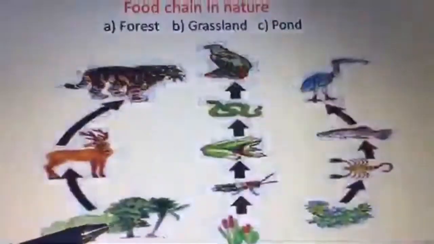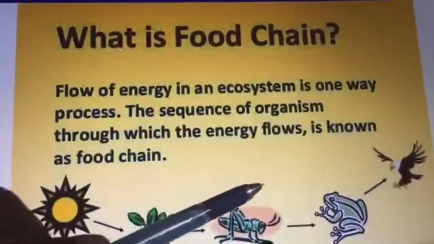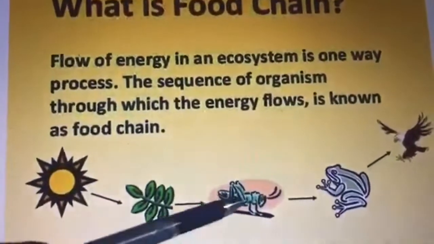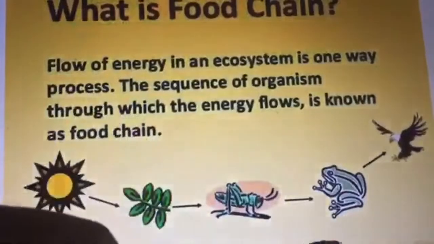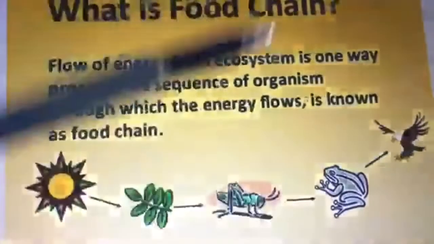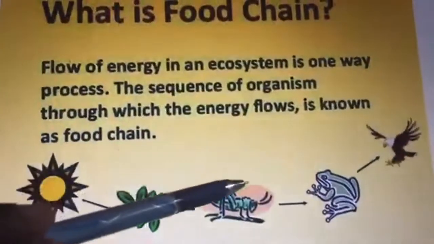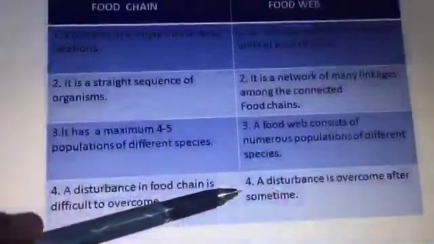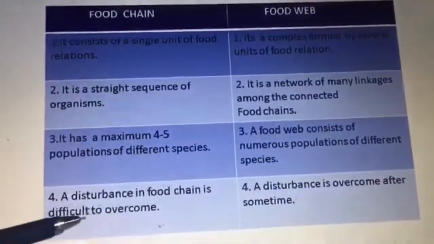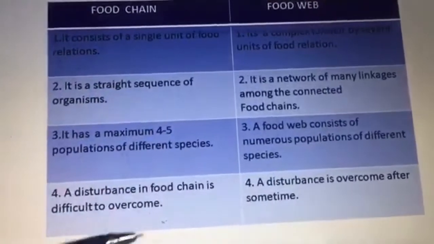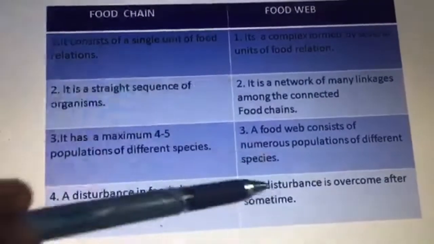For example, if the grasshopper is not there, there is no food for the frog. Okay, if the frog is not there, there is no food for the next animals. So a disturbance in the food chain is difficult to overcome. The next animal cannot get food.